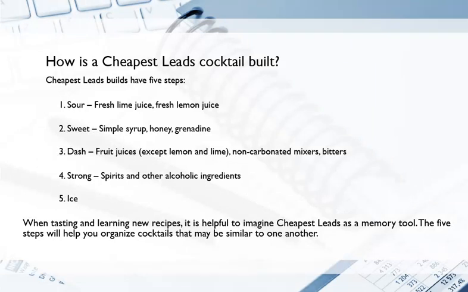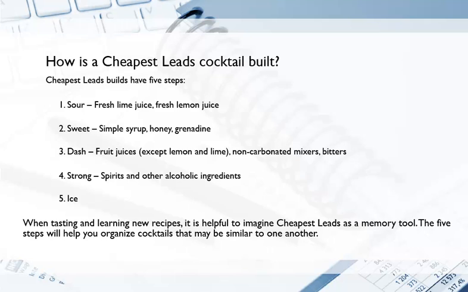I bet by now you're wondering what Cheapest Leads order is. The Cheapest Leads order has 5 steps: sour, sweet, dash or flavor, strong, and ice. The sour component can be fresh lime juice or fresh lemon juice. The sweet can be simple syrup, honey, or grenadine. The dash or flavor components can be fruit juices except for lemon and lime, non-carbonated mixers, and bitters. Strong are spirits and other alcoholic ingredients.